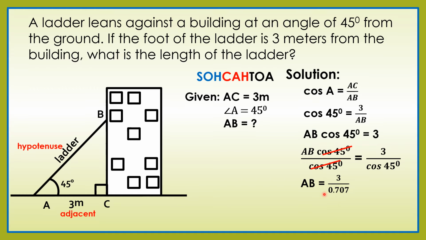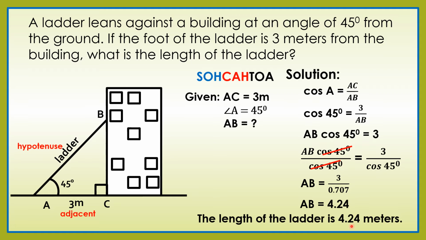So, AB is equal to 3 over cosine 45 degrees. At yung cosine 45 degrees using the calculator, we have here 0.707. Then, divide natin tong dalawa na to, yung 3 at yung 0.707. Ang AB natin ay 4.24. So, ang tanong ngayon, what is the length of the ladder? So, the length of the ladder is 4.24 meters.